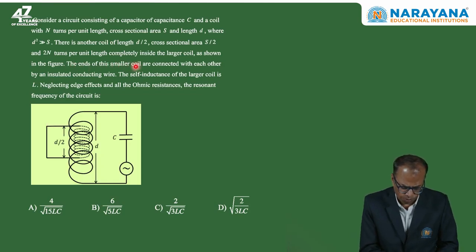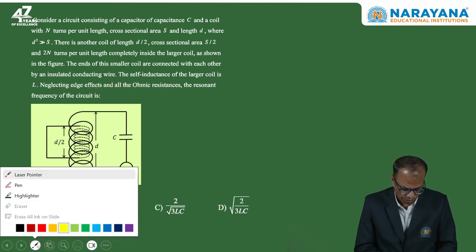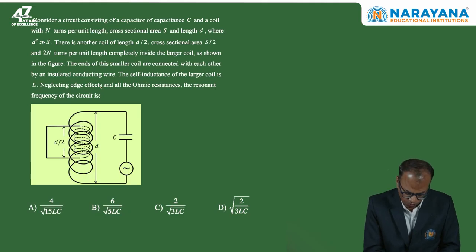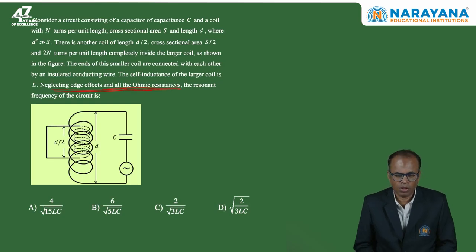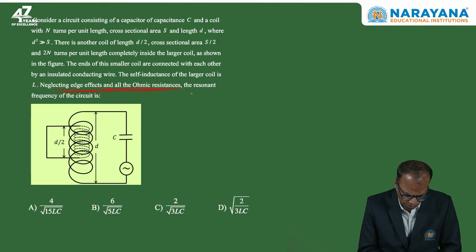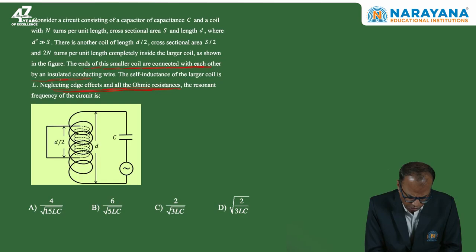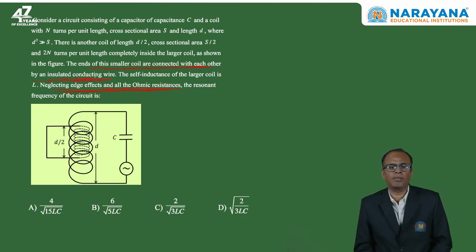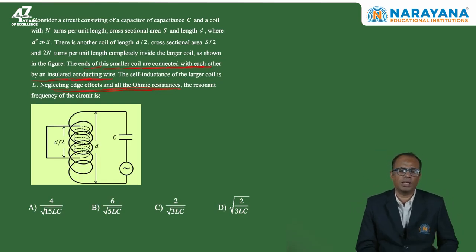Okay, the ends of this smaller coil are connected with each other by an insulated conducting wire. The self inductance of the larger coil is L. We have to neglect edge effect and all the ohmic resistance and find the resonant frequency. Now we have to neglect the edge effect and ohmic resistance. That means we have to think of like long solenoids, field can be taken as uniform. We have to find the resonant frequency, and the ends of this smaller coil are connected with each other by an insulated conducting wire. These are the key words you need to understand.